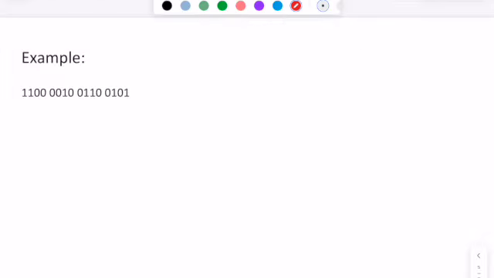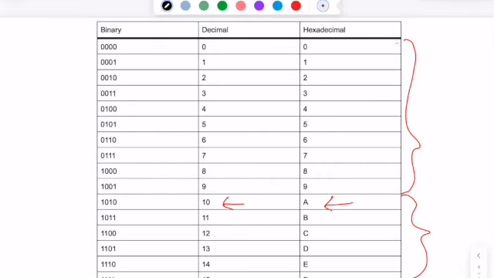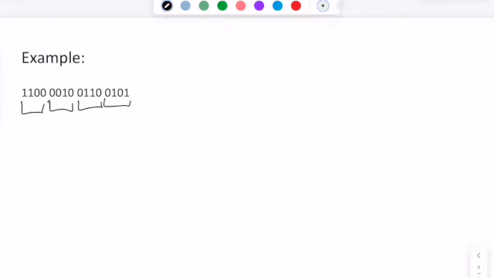So here we have an example. You can see that it's already broken up with spaces, so we already have it in groups of 4. And the nice, convenient thing about this is that hexadecimal, as you can see here on the table, is also represented by 4 bits. So let's do an example where we break down this 16-bit binary number and change it into hex.